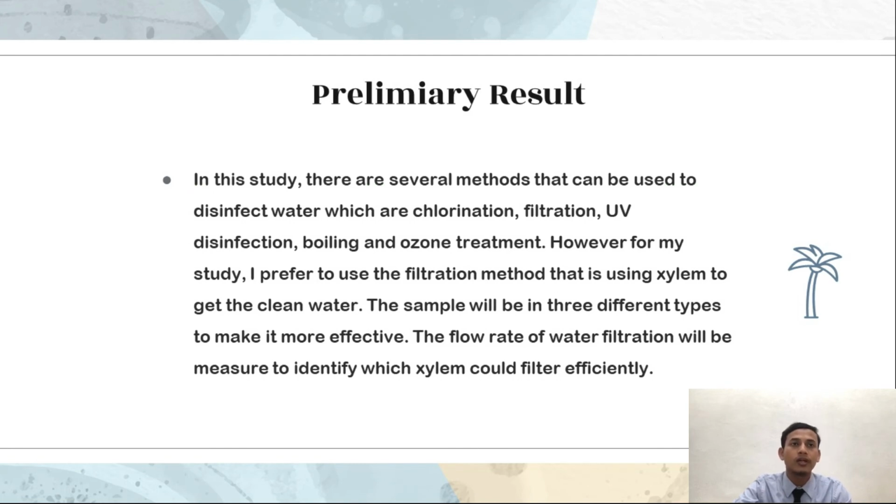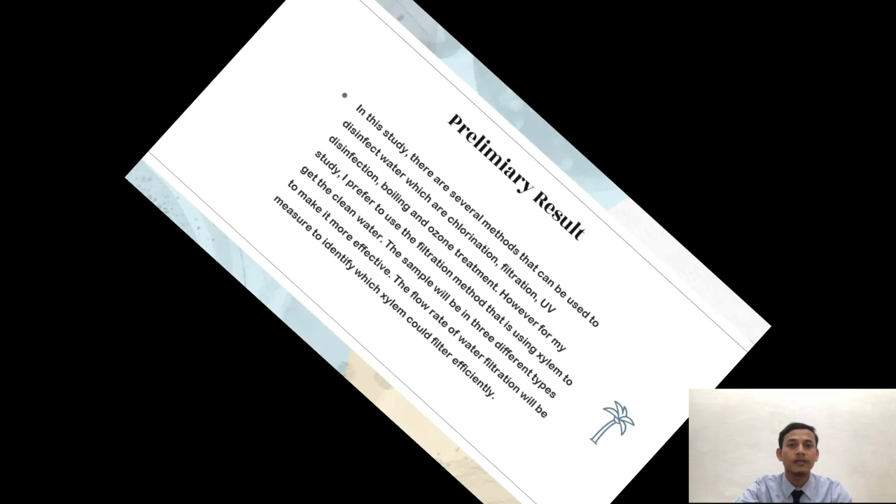Preliminary result. In this study, there are several methods that can be used to disinfect water, which are chlorination, filtration, UV disinfection, boiling, and ozone treatment. However, for my study, I prefer to use the filtration method, that is, using xylem to get clean water. The samples will be of 3 different types to make it more effective. The flow rate of water filtration will be measured to identify which xylem could filter efficiently.